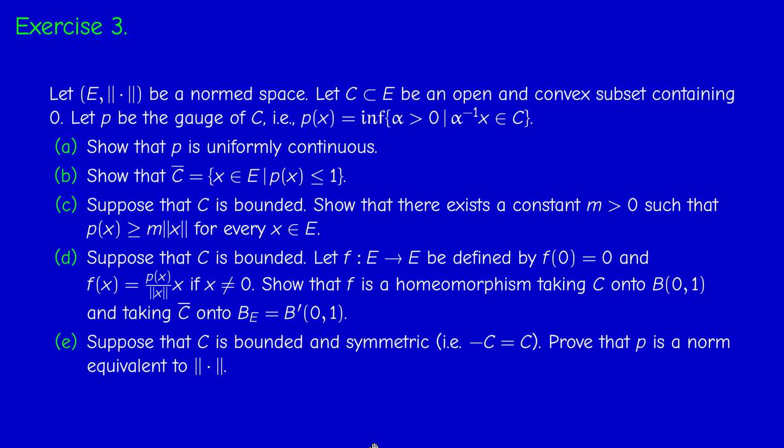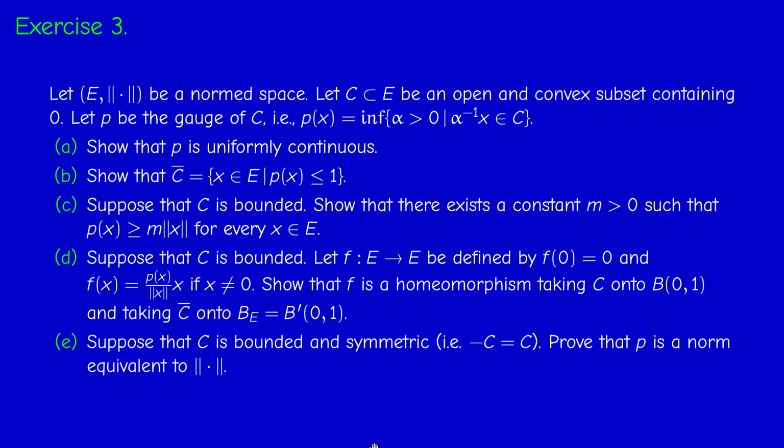Okay, now we move to exercise 3, which is about some further properties of the Minkowski functional of an open convex set containing the origin. So we have to first prove that P is uniformly continuous. We know that C is the set of X such that P of X is strictly less than 1, but we have to show that the closure of C is the set of X such that P of X is less or equal than 1. So P behaves a little bit like a norm. Okay, it's not always a norm, but sometimes it behaves like a norm.